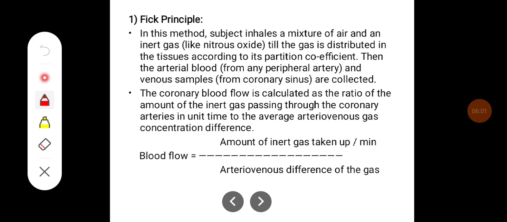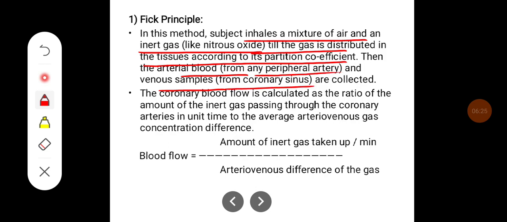In the Fick principle or Fick method, the subject inhales a mixture of air and an inert gas like nitrous oxide till the gas is distributed in the tissue according to the partition coefficient. Then the arterial blood and venous samples are taken. The arterial blood is collected from a peripheral artery and the venous sample is collected from the coronary sinus.